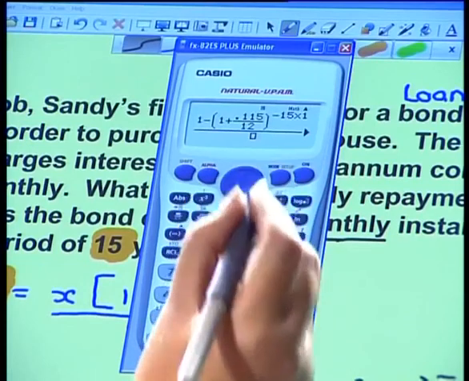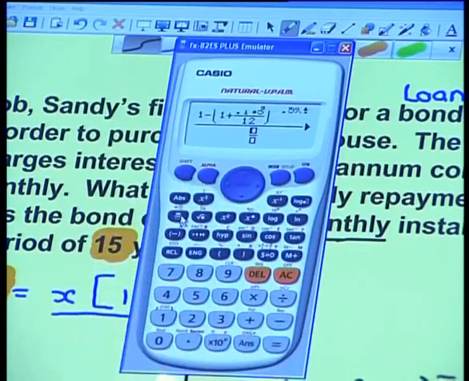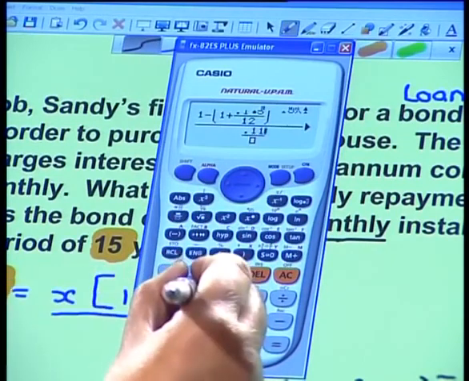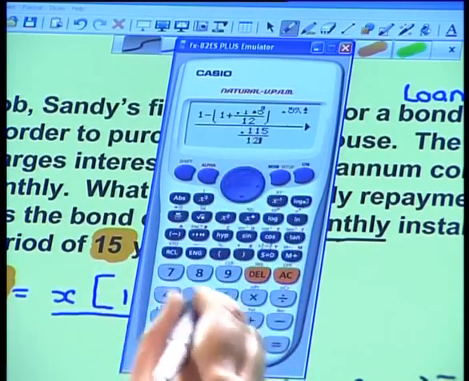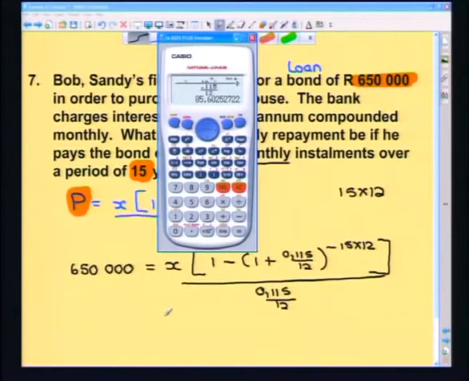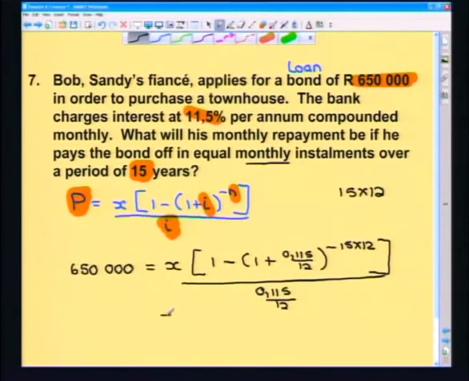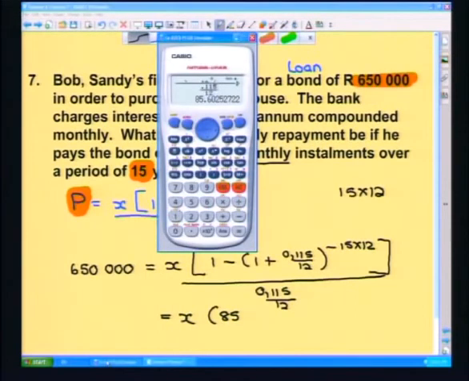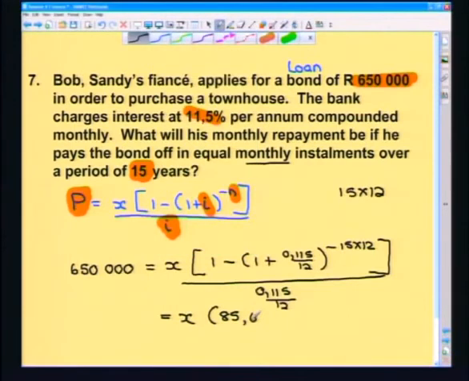Space bar down to the bottom of the fraction, bring it in, and I've got 0.115 divided by 12, and I can press equals now, and that tells me what is in this whole bracket's worth. So the whole bracket is 85.6. Let's just make sure I didn't make a mistake there. 0.6, yes. And that's equal to 650,000.